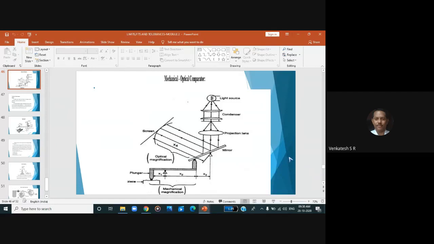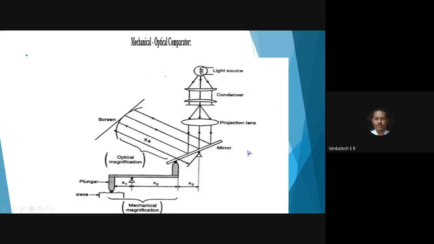Good morning, everybody. So last class we discussed optical comparator. Can anyone unmute yourself and tell me, are you able to see the screen and are you audible? Yes, sir. Okay, okay.